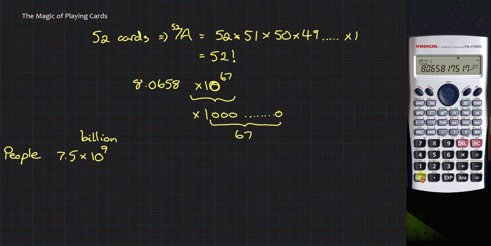So we've got to divide that by 7.5 times 10 to the 9. That's the times 10 to the 9 bit. So this is going to come down to 10 to the 58. So that now means if every single person had a deck of cards, each person would have 10 to the 58 arrangements they'd need to make.